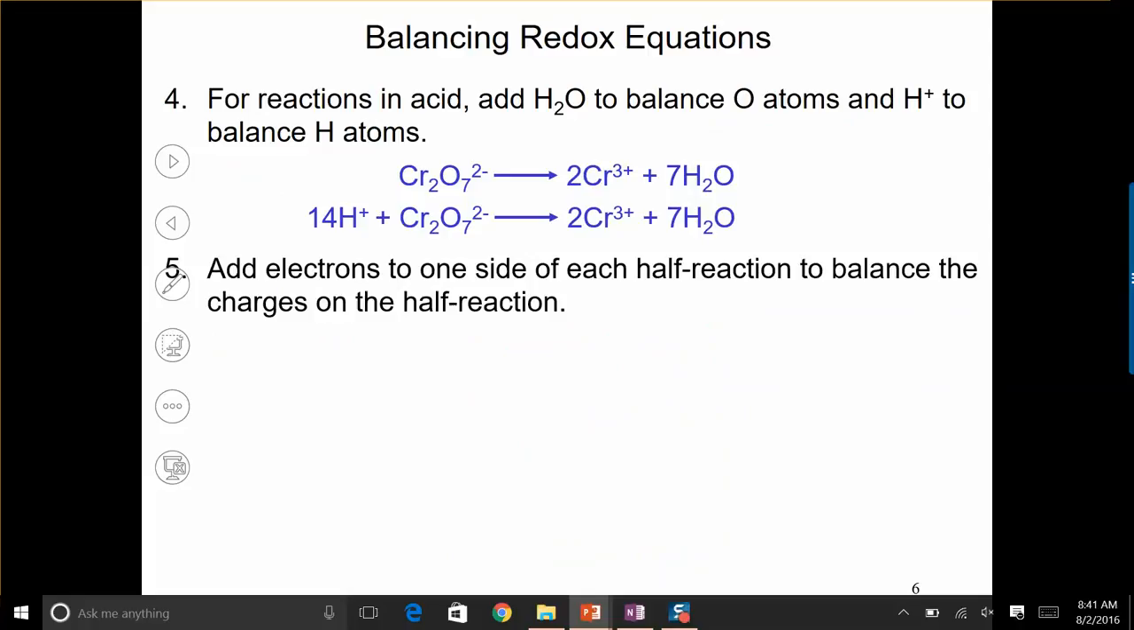Okay. Now, one of the final things I need to do is add electrons to one side of each half reaction to balance the charges. Okay, so electrons, for this guy, I lost electrons, right? So whenever you lose electrons, they need to be the product of the reaction. They need to be a product of the reaction if you lose them.